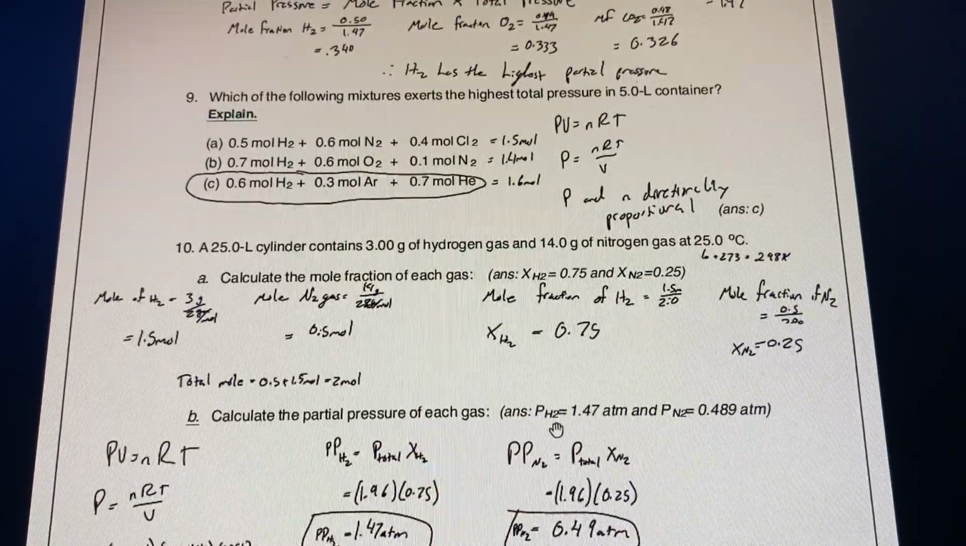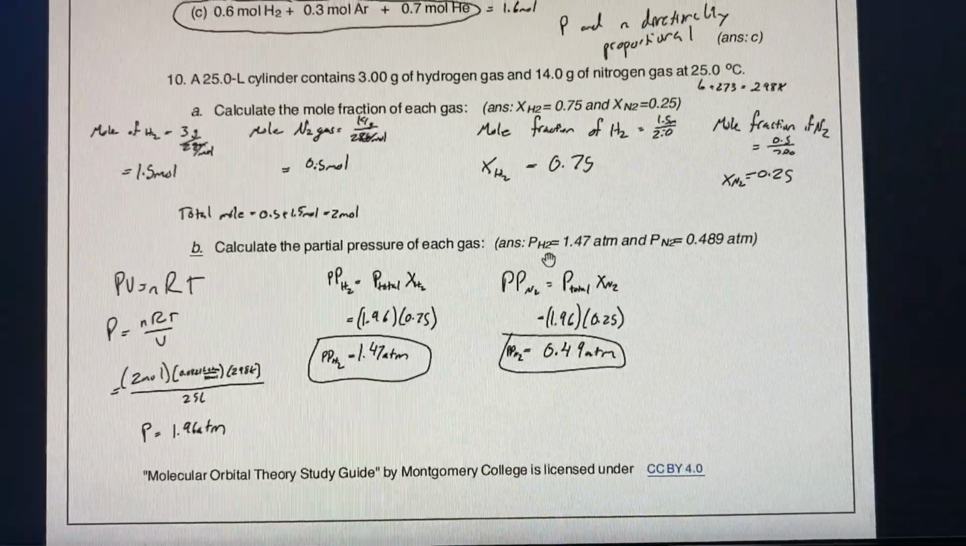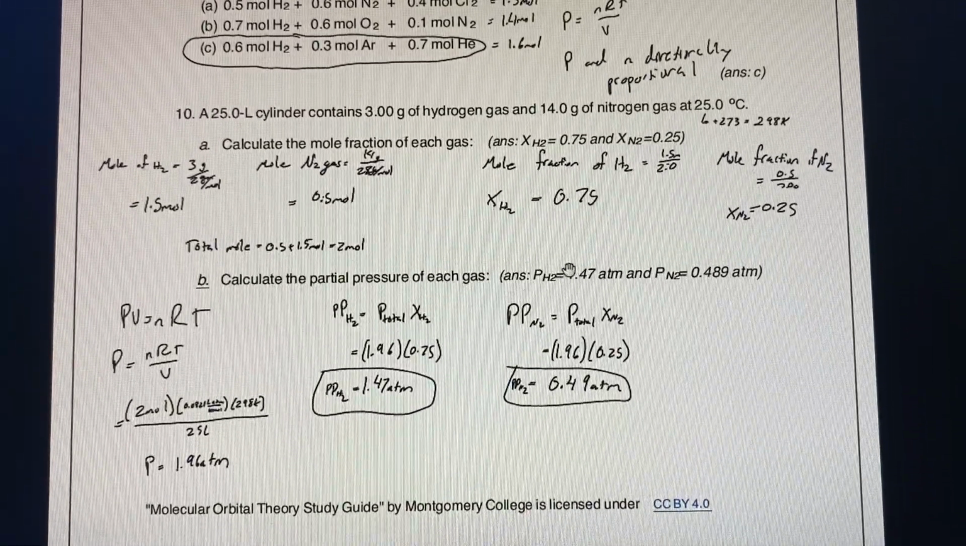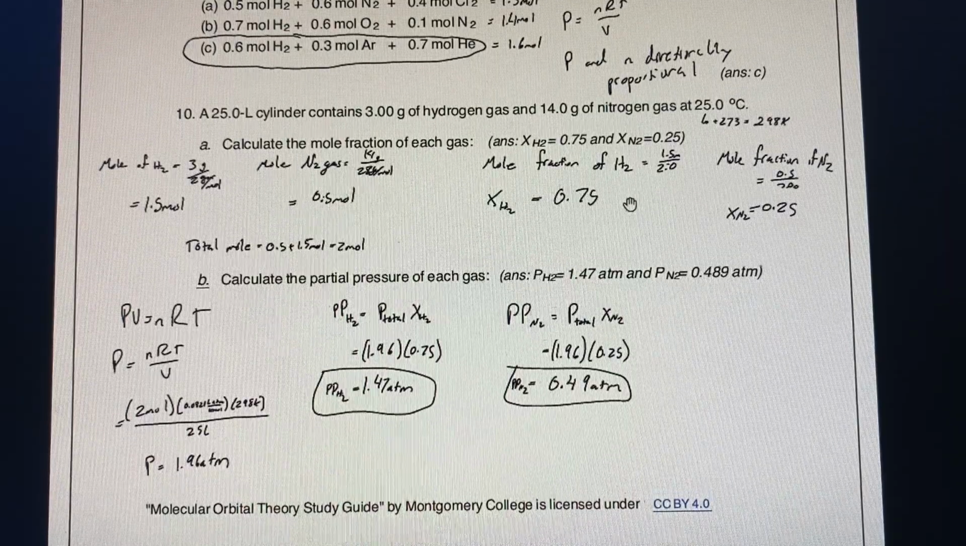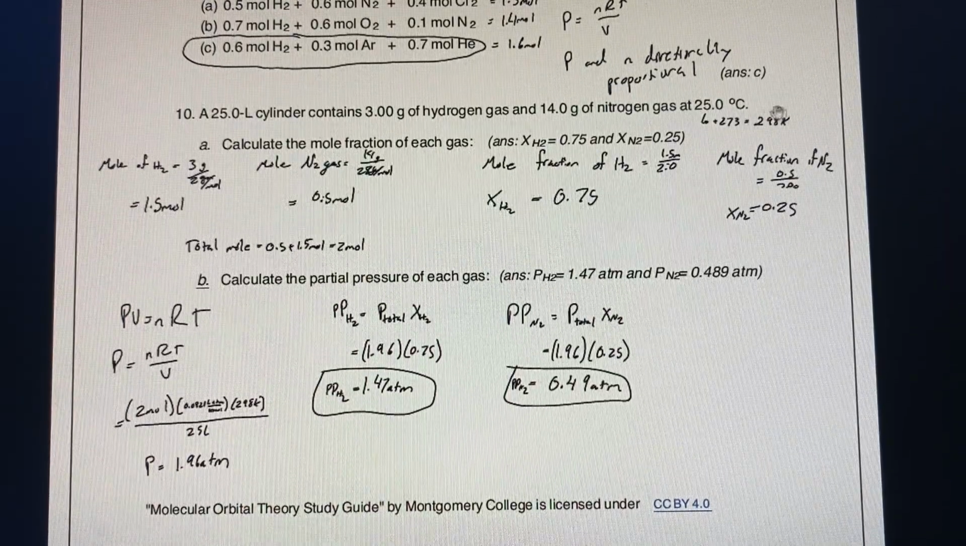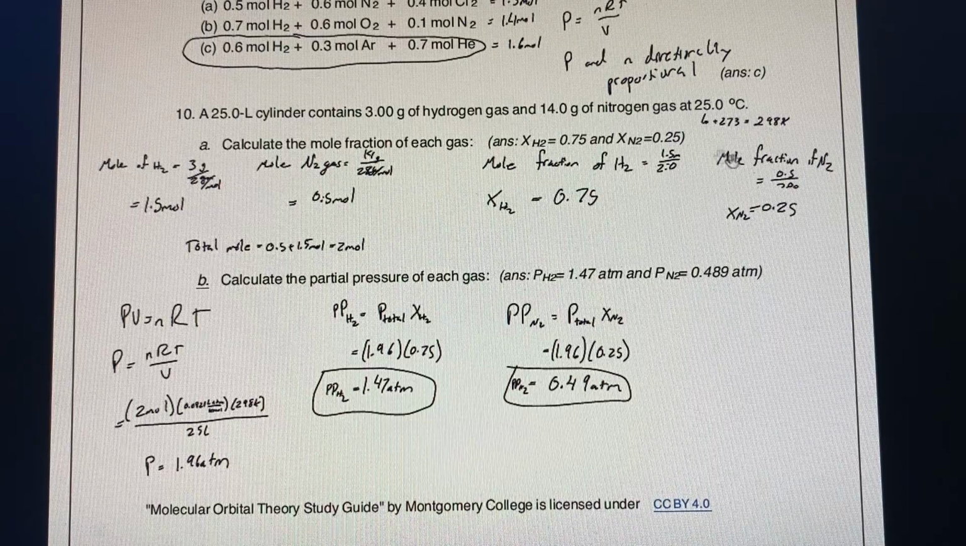And we go into question 10. Make sure you can see all of it. We have a 25-liter cylinder that contains 3 grams of hydrogen gas and 14 grams of nitrogen gas at 25 degrees Celsius, which is 298 degrees Kelvin, calculated here.